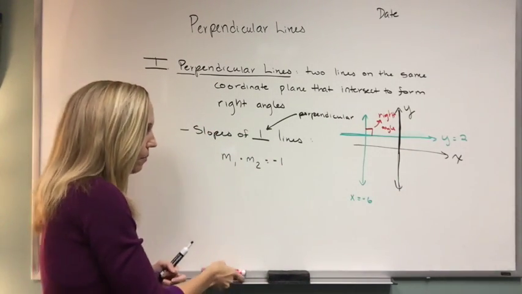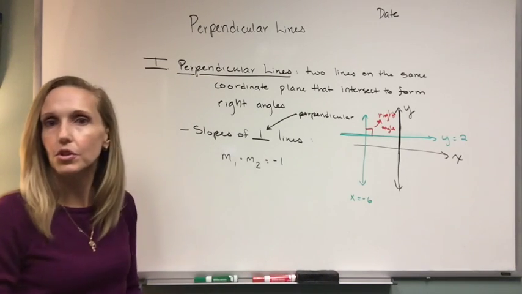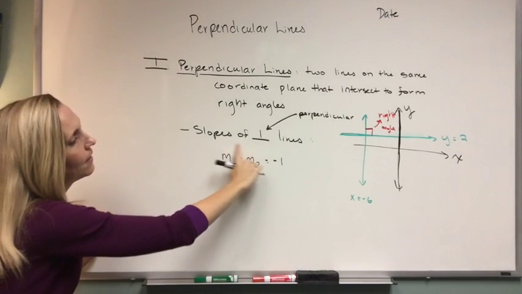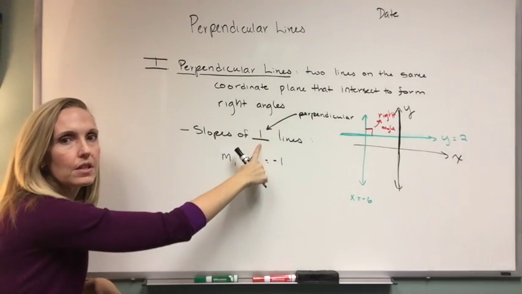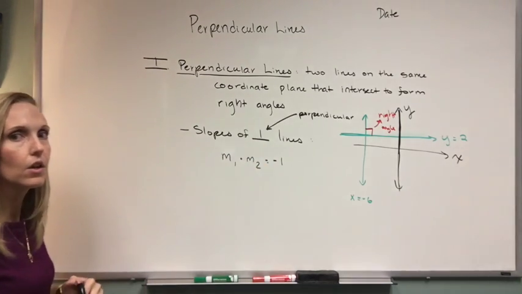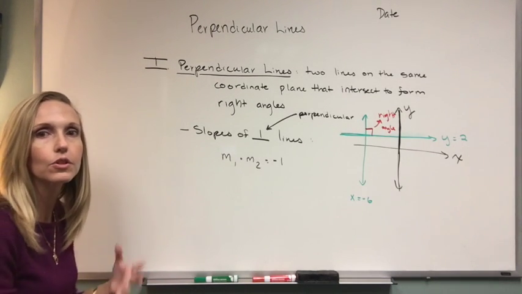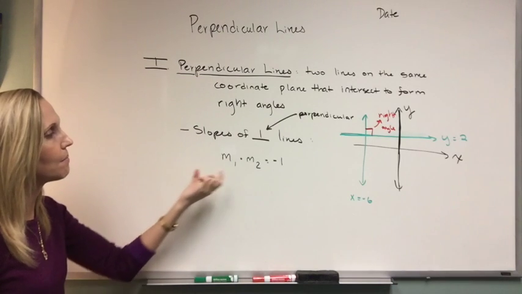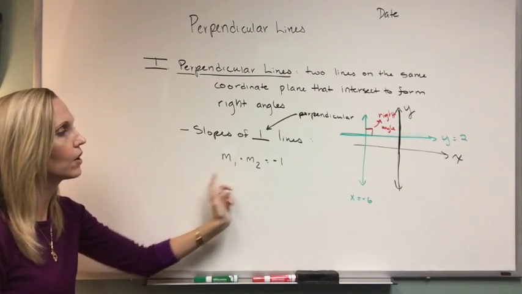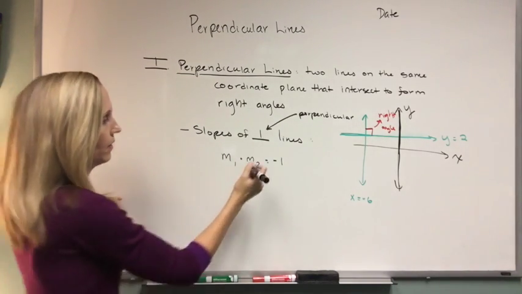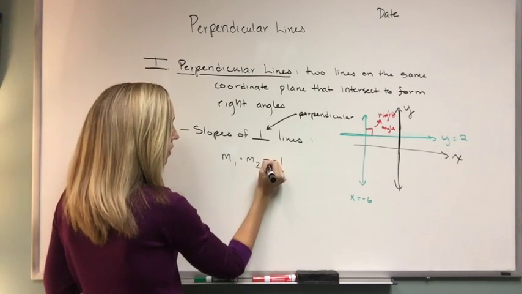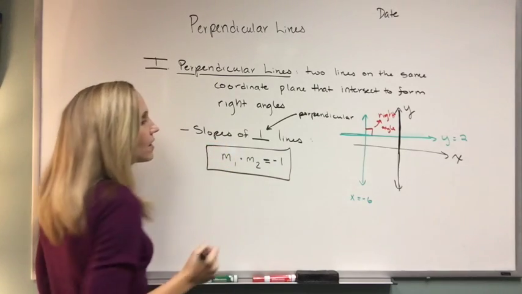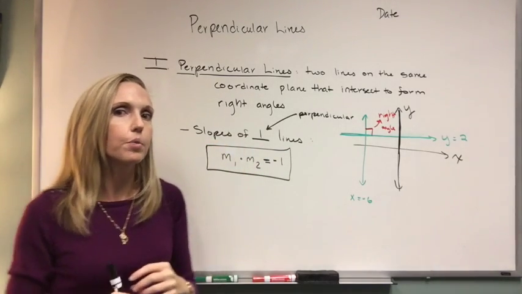Now, like with parallel lines, we're far more concerned with our slopes. So here's what we know about slopes of perpendicular lines. And this is the notation we use for perpendicular. It's an upside down T. So instead of writing it out all the time, we're just going to use this notation. The slopes of perpendicular lines, when you multiply them together, their product must be -1. That's just the truth. Any textbook, that's what you're going to see. But that's how we prove that lines are perpendicular.